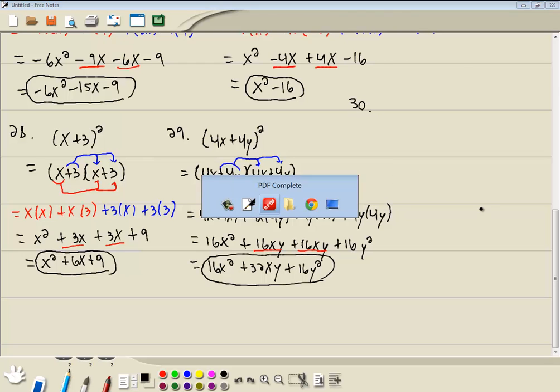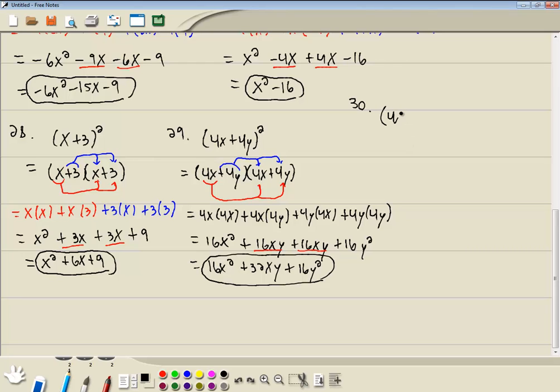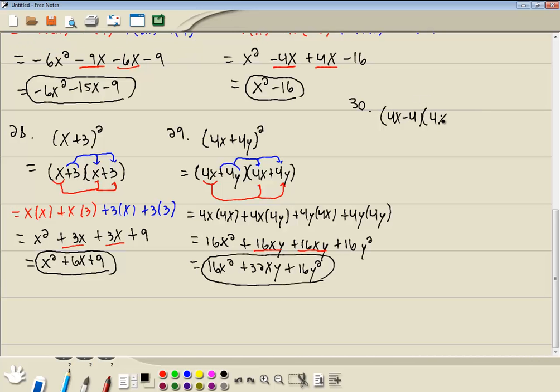Okay, number 30. 4x minus 4 times 4x plus 4. Well, kind of the same thing as this. It's just already written in that form, except it doesn't have the y's. So we'll take our first term here, the 4x, multiply it times the 4x over here, and then multiply it times the 4. Let me write that out. Okay, 4x times 4x. 4x times 4.